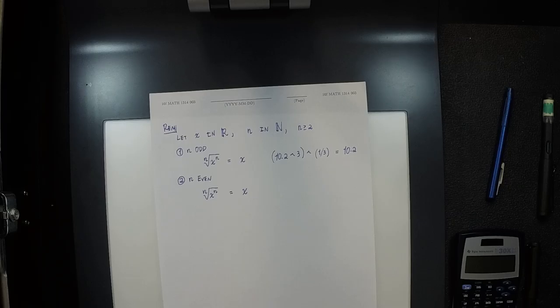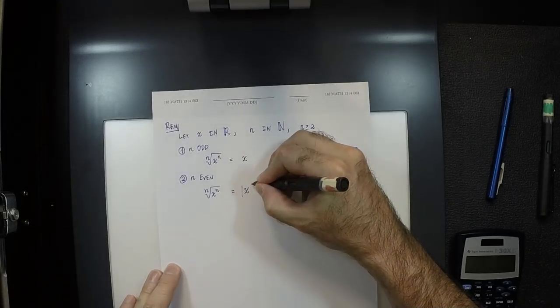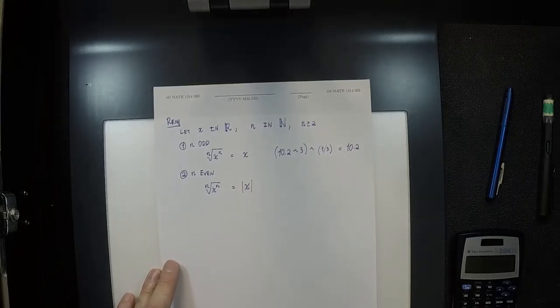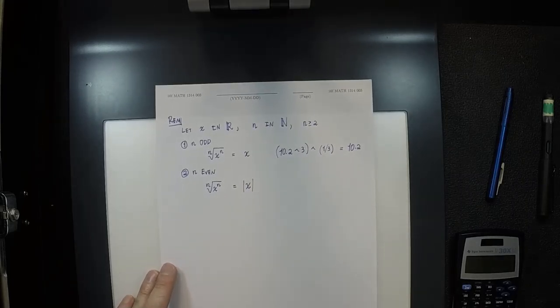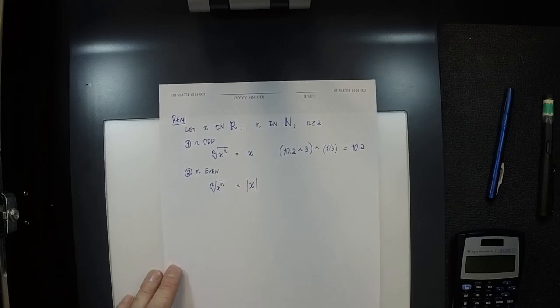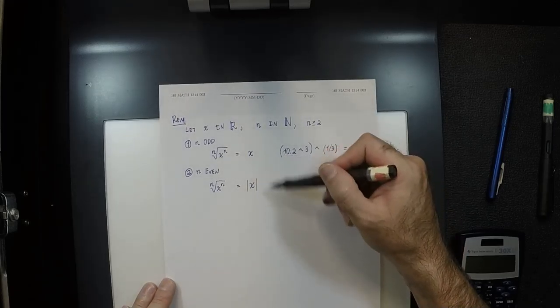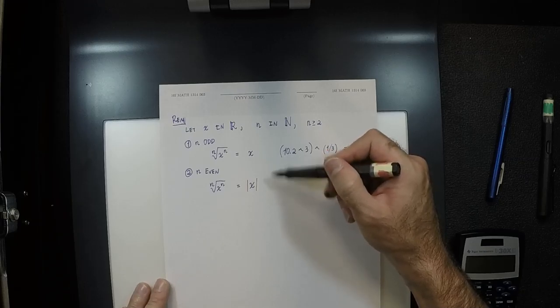Now let's take negative 10 and square it. What do you get? 100. And compute square root. 10. So the procedure is fine. There's nothing wrong with plugging in negative 10. But when we did negative 10, negative 10 went in and positive 10 came out. Absolute value. So when n is even, this is the absolute value of x.